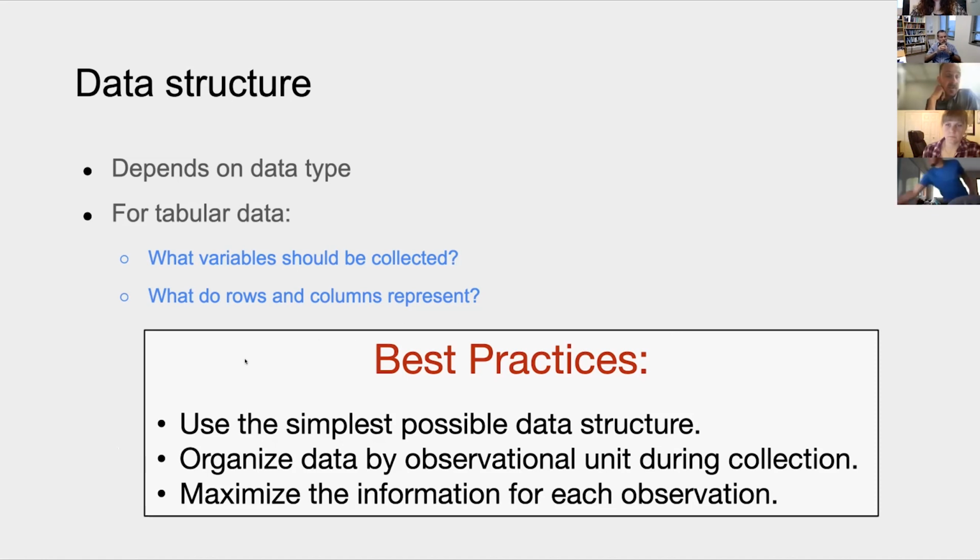So if your data can be a simple table, that's the best thing to keep it in. Try to organize your data by observational unit during data collection, and try to maximize the information for every observation. So if you are making an observation, try to add extra information about it as you make those observations. So add the time, the species, as much granularity as you can with every observation and add that into your data table.